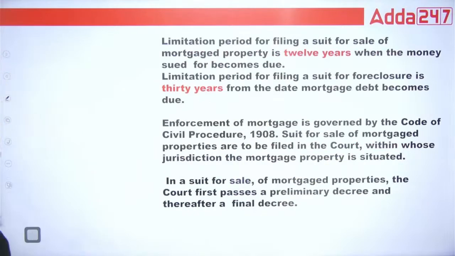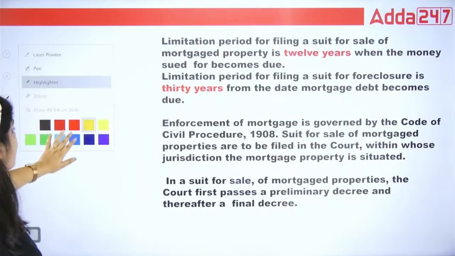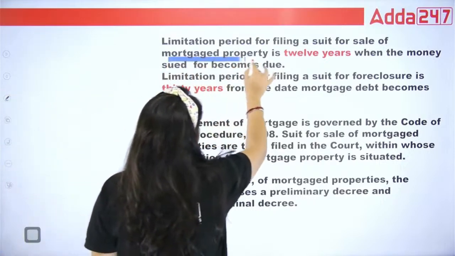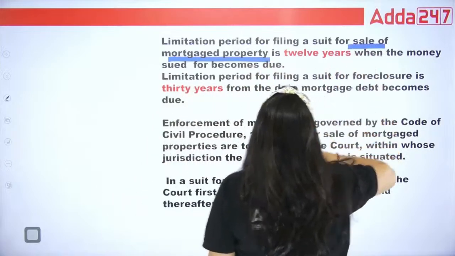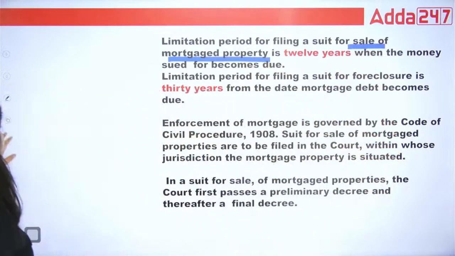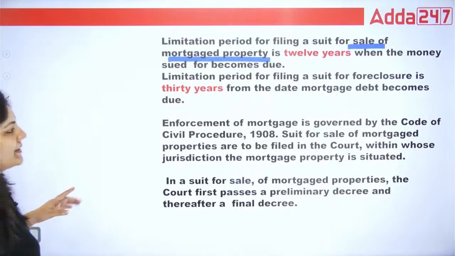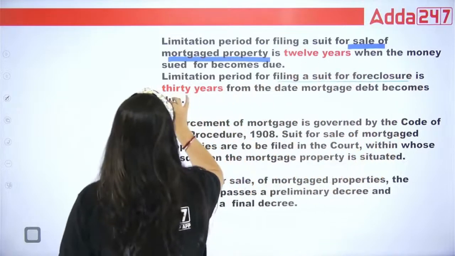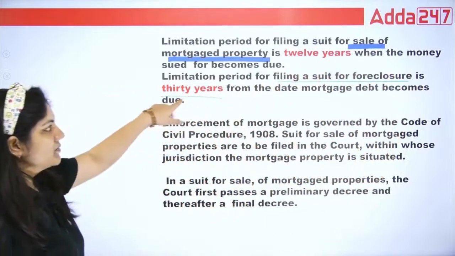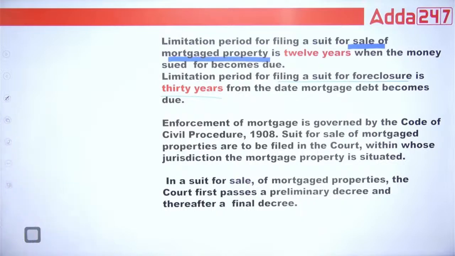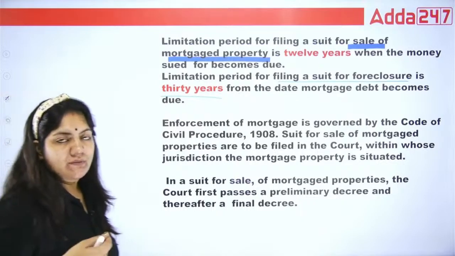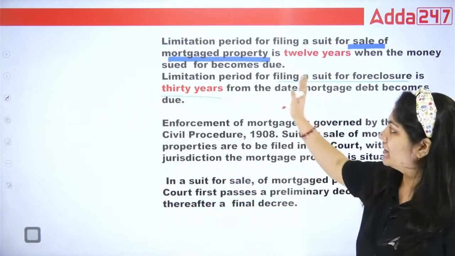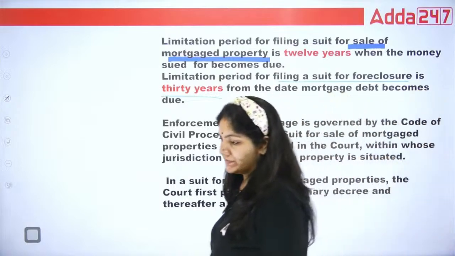Done guys? Now, the limitation. If we talk about the limitation period for filing the suit for the sale of mortgaged property, that is 12 years from when the money becomes due. And the limitation for filing the suit for foreclosure is 30 years. So these two limitations in the mortgage are important. Just a quick revision. We have already done this in the paid class, but in the summary session, you can easily see how the things are given here.